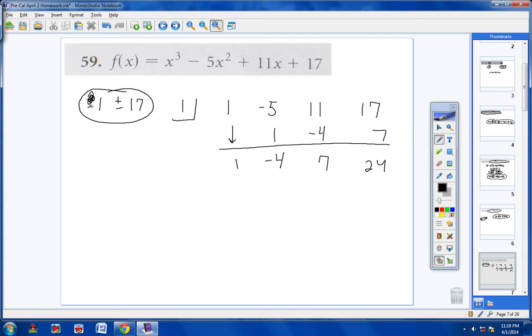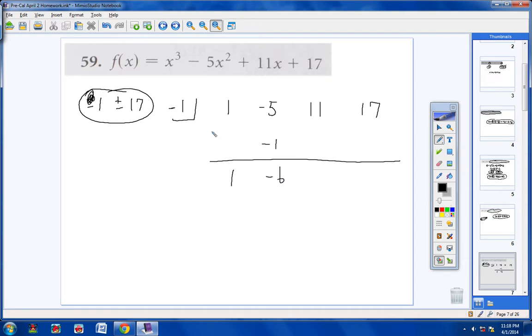We know that +1 is not going to be a 0. So all that you do is just simply erase this, and then we do it again. Now I'm going to put a -1 here. Bring down your 1, and I also needed to, that's my fault, erase this row too. Okay, bring down your 1, -1 times 1, -1, combine, -6, -1 times -6 is 6, combine, you get 17, -1 times 17 is -17, combine, you get a 0.